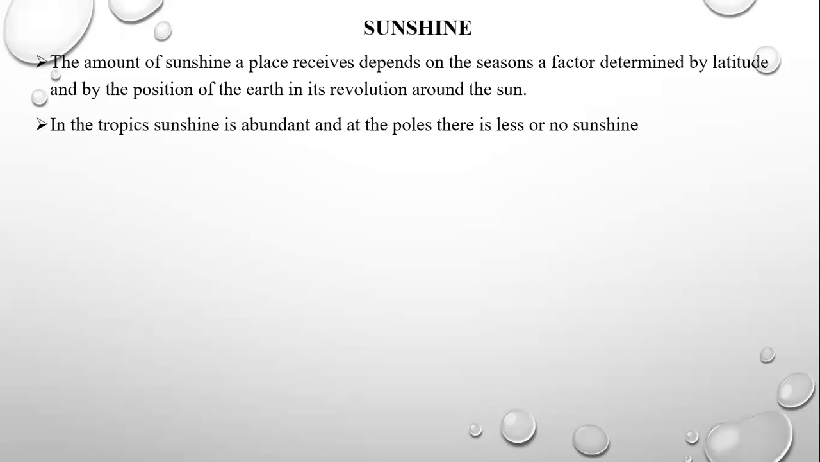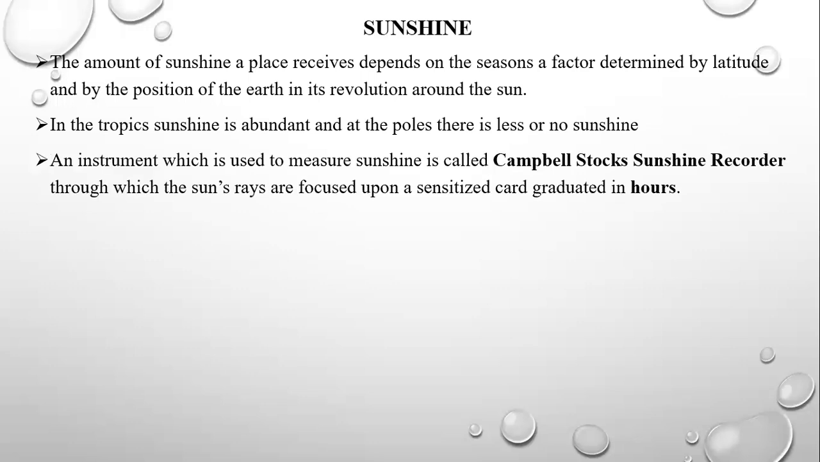Now, in the tropics, sunshine is abundant. When we say tropics, we mean the Tropic of Cancer and the Tropic of Capricorn, where, for example, Zambia lies in the Tropic of Capricorn. So in the tropics, sunshine is abundant, and at the poles, there is less or no sunshine, the North Pole and the South Pole. An instrument which is used to measure sunshine is called the Campbell-Stokes sunshine recorder, through which sun rays are focused upon a sensitized card graduated in hours.